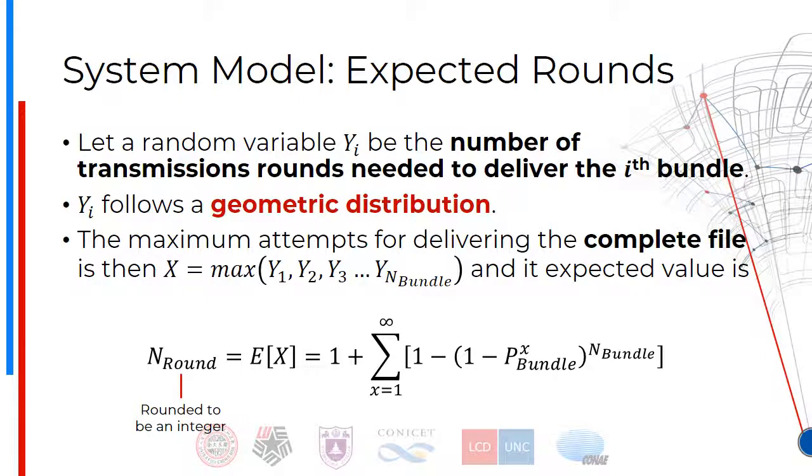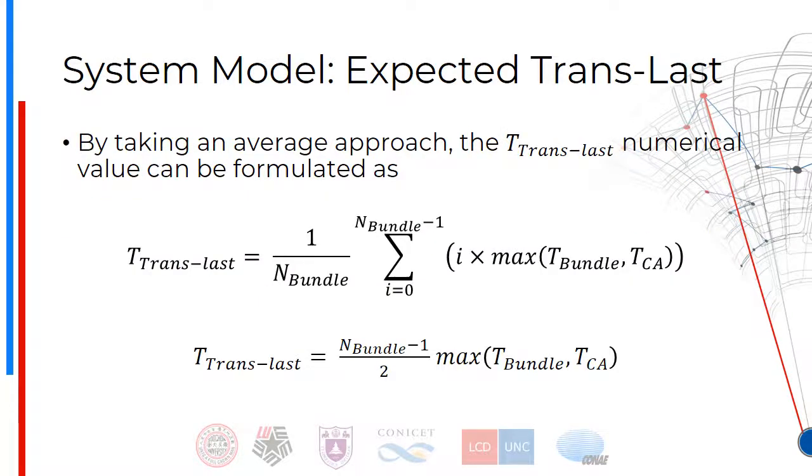The expected value of X in this case can be expressed by this formula. We analyze and prove this formula in the paper, so we refer you to the paper, but we get an analytic estimate of the expected number of rounds required to deliver a bundle successfully. This number is then rounded up to an integer, because we cannot have fractional numbers of rounds. And then finally we need to express what this TTransLast time means.